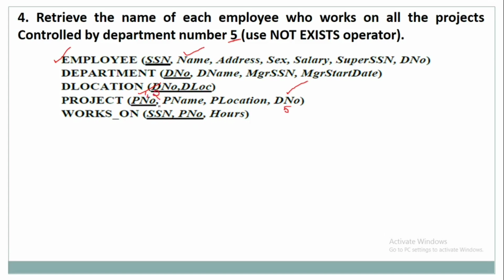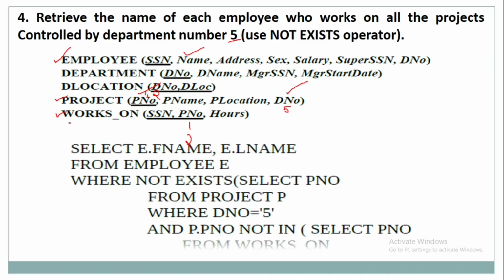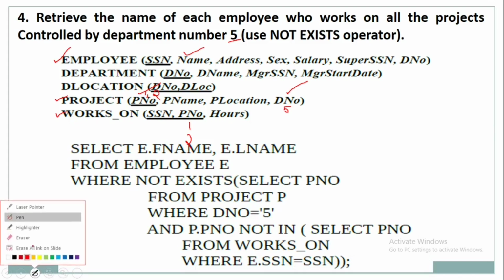So how will I come to know that? I want to retrieve the name of each employee who works on all the projects controlled by department number 5. In reality, I want those employees who work in projects 1 and 2. So which tables do I require? I require the employee table, project, and works on. Let me look into the query now.